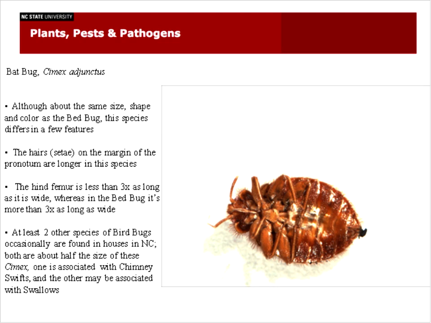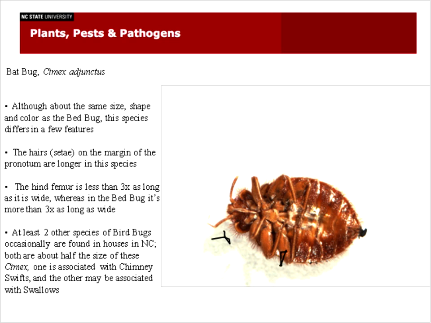A couple of features that distinguish this bat bug from the bed bug is that the setae or hairs along the margin of the pronotum are much longer than in the bed bug, and these were a lot more visible in the images when we received them than they are in this image here. And also, we're having a, this is not reaching, okay. The femur of the hind leg, this is the large section here, in this species is less than three times as long as it is wide at the widest point, whereas in the bed bug, the hind femur is more than three times as long as it is wide. Once you've seen a few of these things, you get to recognize the features pretty quickly, and they're easy to separate under a microscope or even eyeballing them.